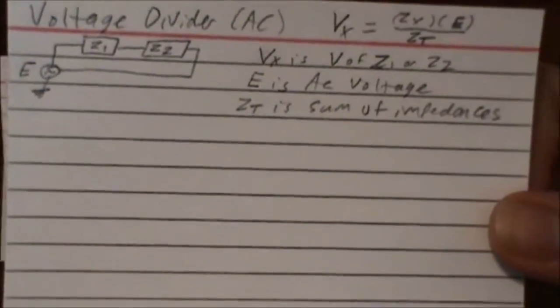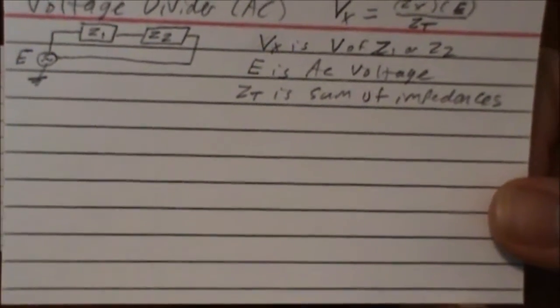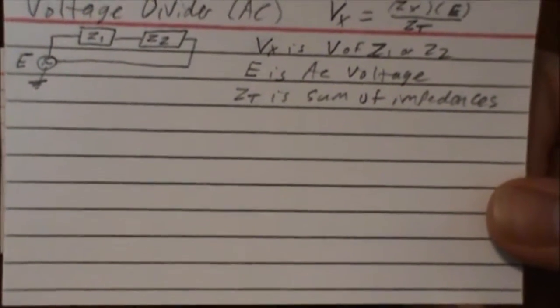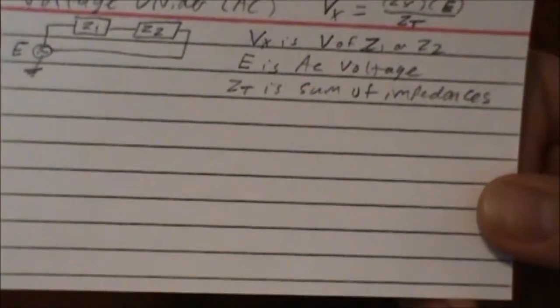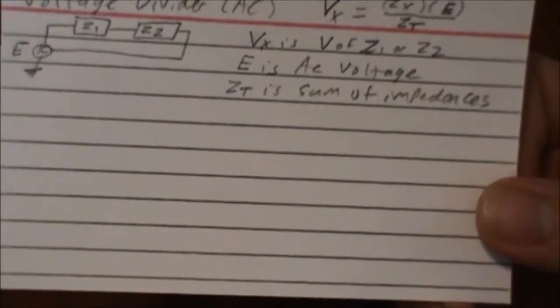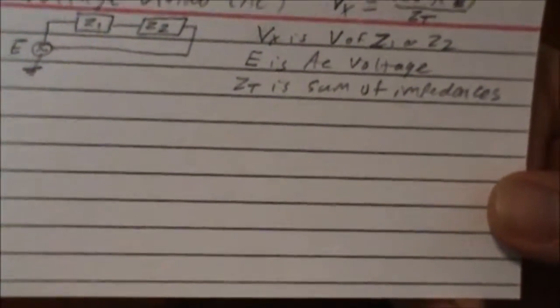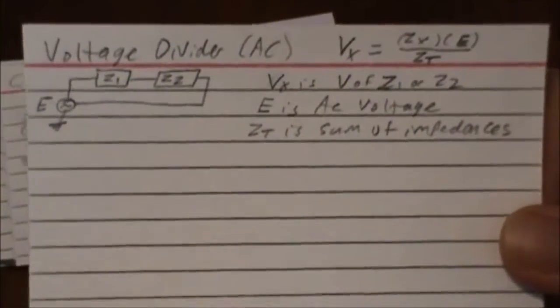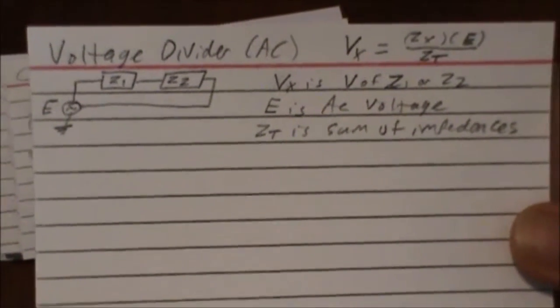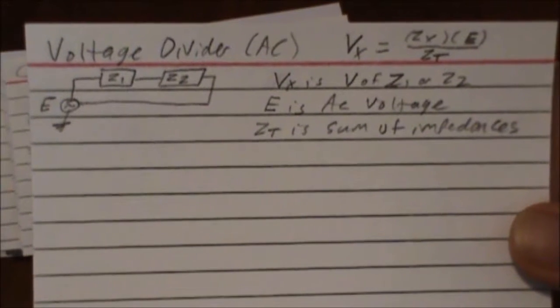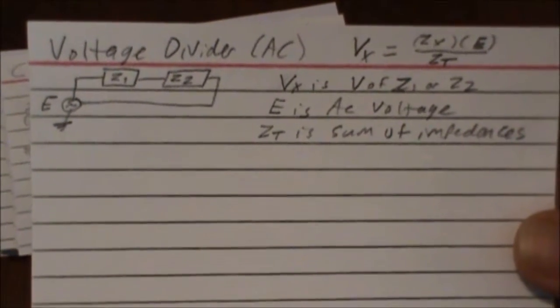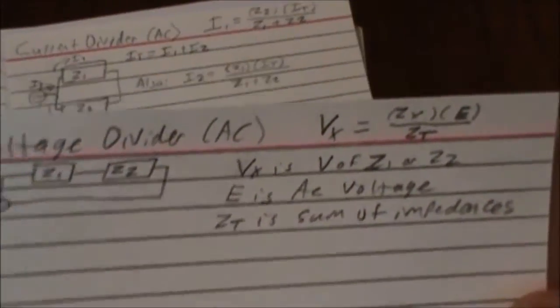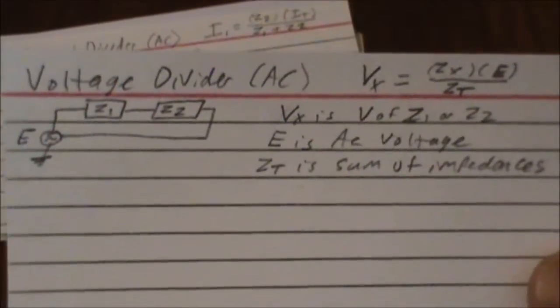Impedance is an alternating current term for resistance because it has not only a magnitude, like say however many ohms, it also has an angle because a sine wave is a rotating vector, and we'll get into that. So E is your AC voltage peak, and your Z sub T is the sum of your impedances. So there's your little formula for an AC voltage divider.